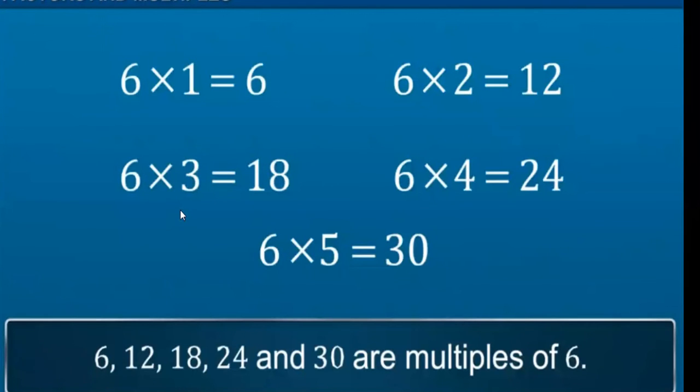Okay, so multiples are if you are asked to find the multiple of number 6. 6 in the multiple, 6 into 1, 6. And same 6 into 2, that is 12. 6 into 3, 18. 6 into 4, 24. 6 into 5, 30. So, you get the answers all 6 in the multiples. So, 6, 12, 18, 24 and 30 are the multiples of 6. Okay. So now I think you understood what you mean by multiples.